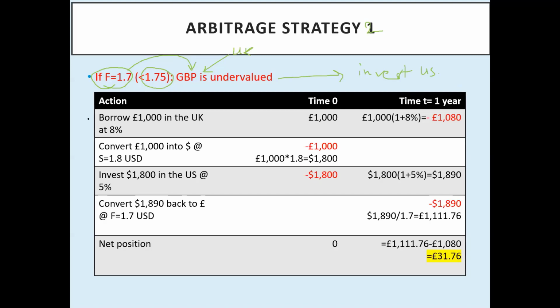So let's look at this strategy here. I'm just going to number the transactions so that it's easier for us to track. All right, so step 1. Once again, I'm going to be borrowing, but in this case, I'll be borrowing the pounds, because it looks like the pound is undervalued.